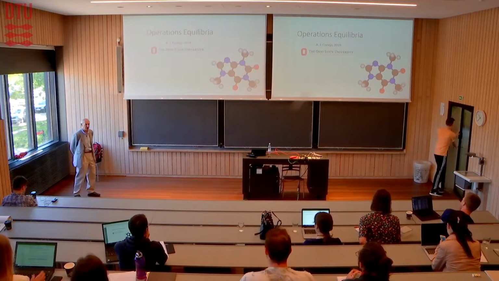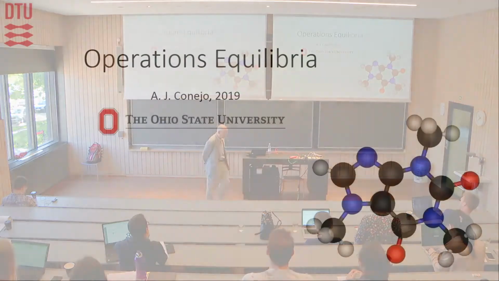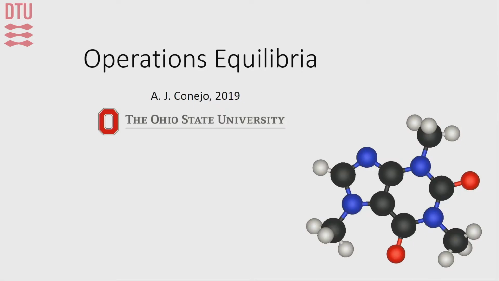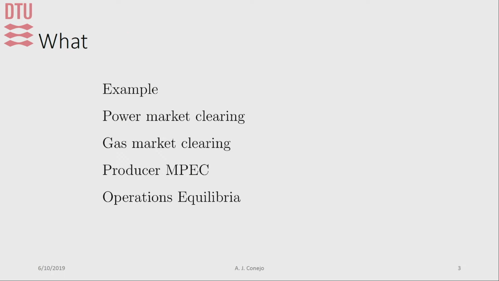Okay, so what I'm going to do now is to describe a situation which is different. I'm not going to look now at the operators, but just at independent producers. Again, this work is related to the PhD work of Shen Chen and my colleague Rantinsius Hansi. So now I'm going to look at the problem of gas and electricity, just looking at the agents. I don't want to look at the ISO any longer.